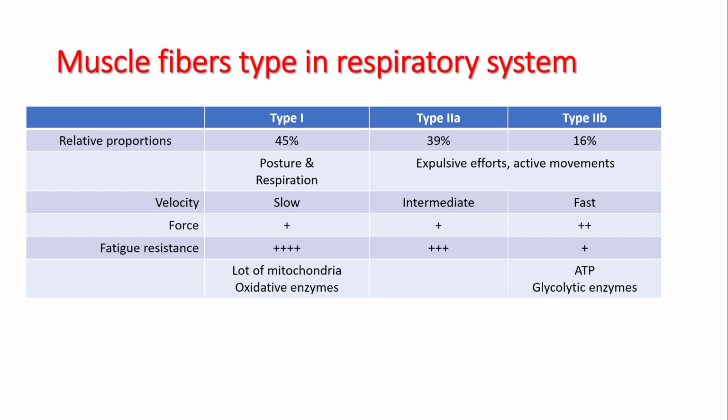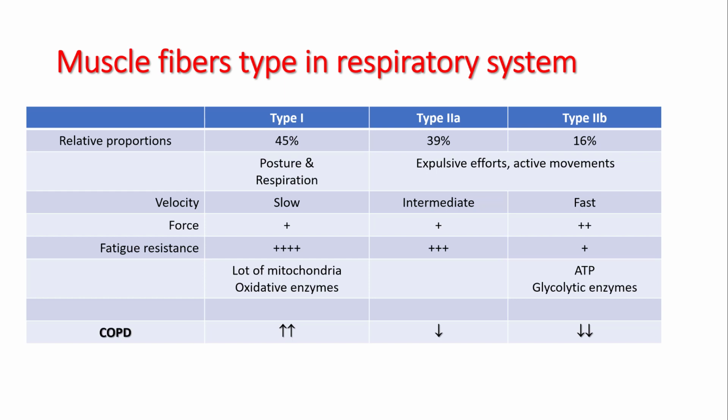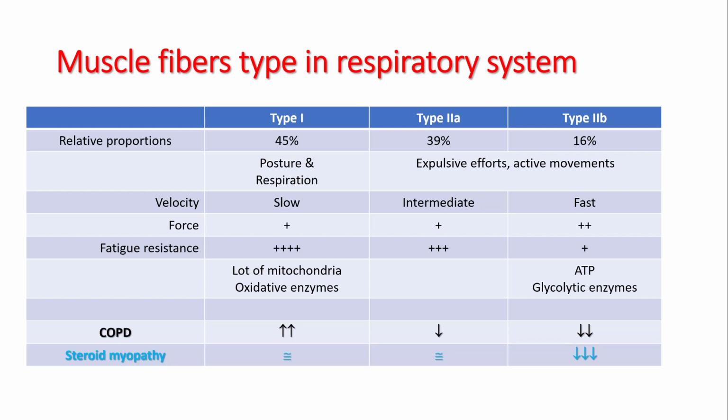In patients with COPD, type 1 fibers increase in number, while type 2 fibers decrease in number. In steroid myopathy, the type 2 fibers are significantly reduced. In patients on mechanical ventilation, there is an atrophy of type 1 fibers. So these fibers are easily fatigable.